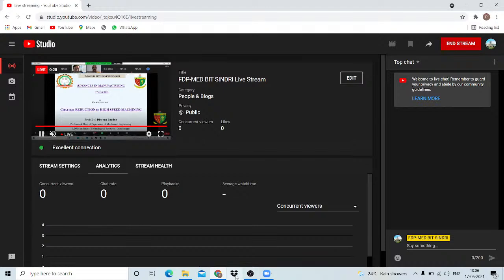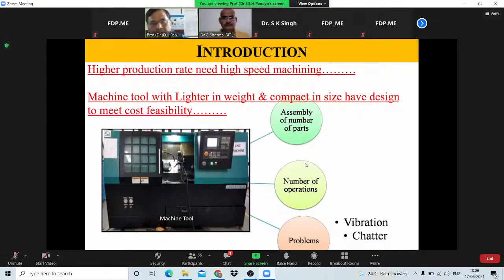In today's world of manufacturing, we require a higher production rate, and that needs high-speed machining. We require a greater amount of manufacturing, finer production, accurate machining, along with a lighter and more compact machine tool. That is also a requirement. So as we increase the production rate and reduce the weight and size of the machines, it leads to a high amount of vibrations and chatter.